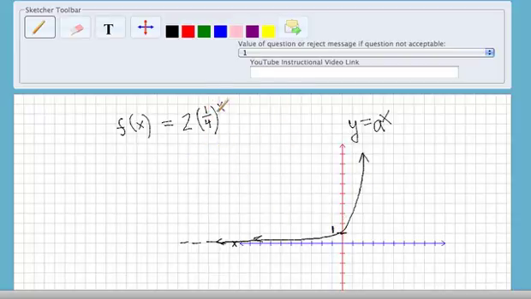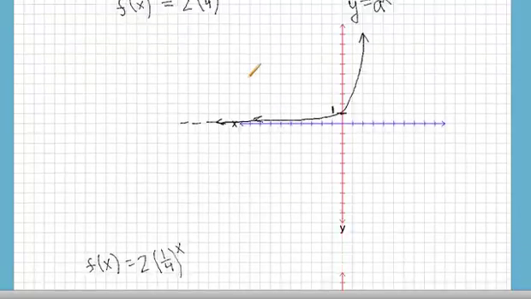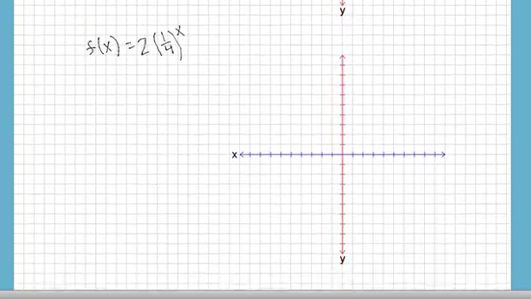This one, if you notice, the number here, the 1/4, which we call the base, is less than 1. Therefore the graph is going to be flipped over the y-axis. That's called a y-axis reflection. So here's the graph.